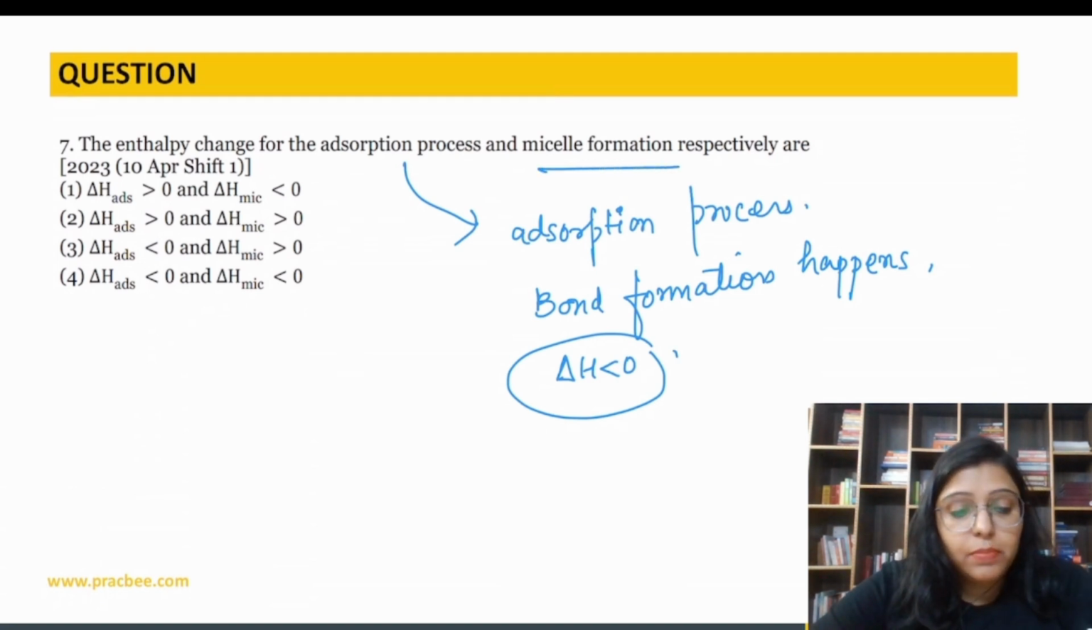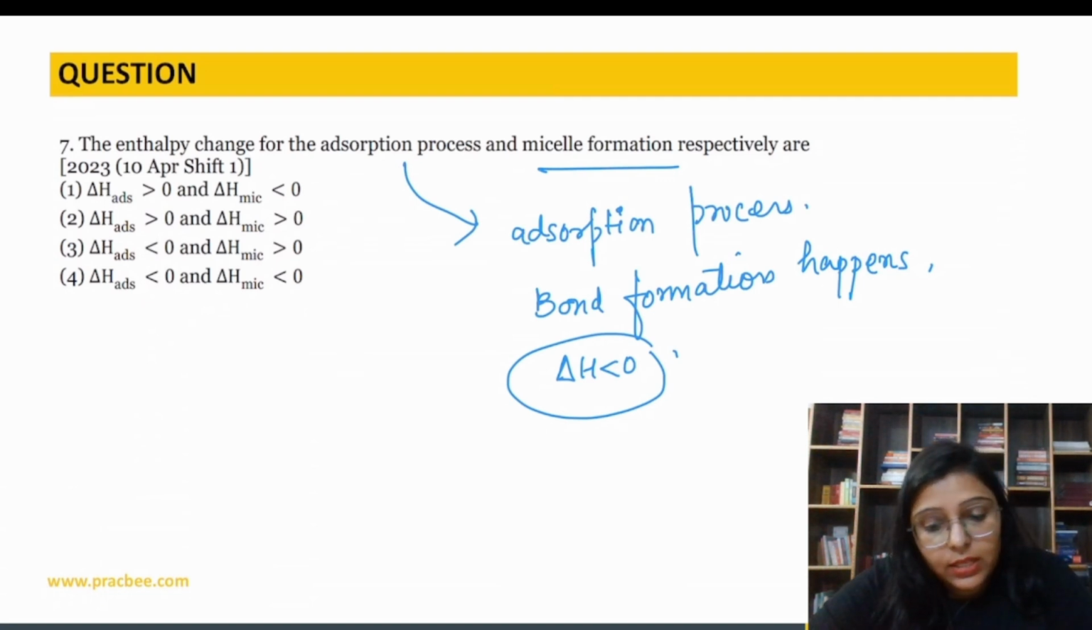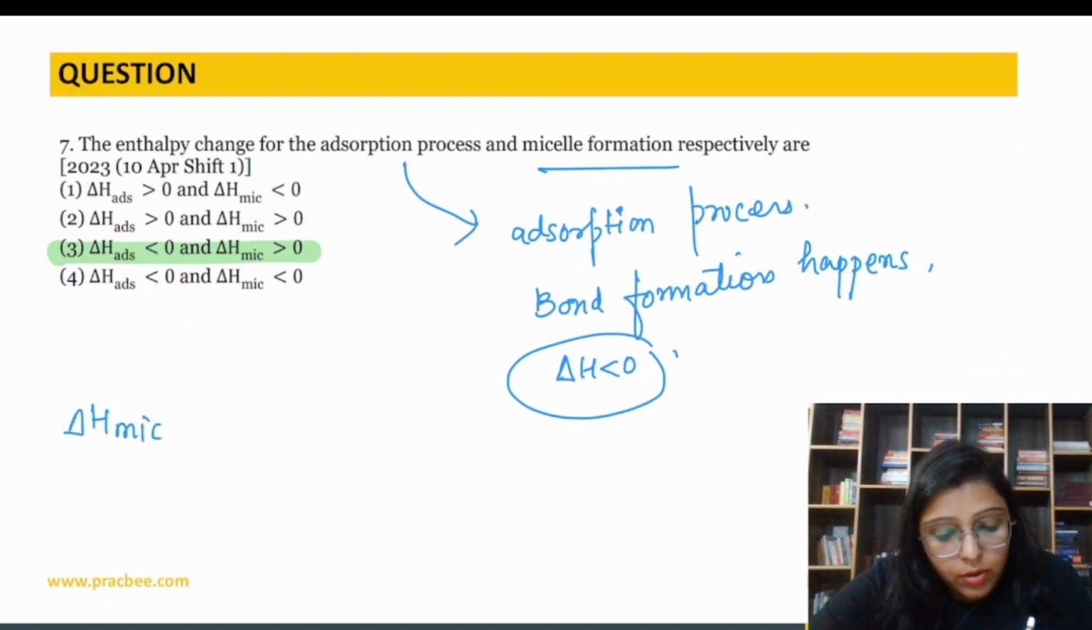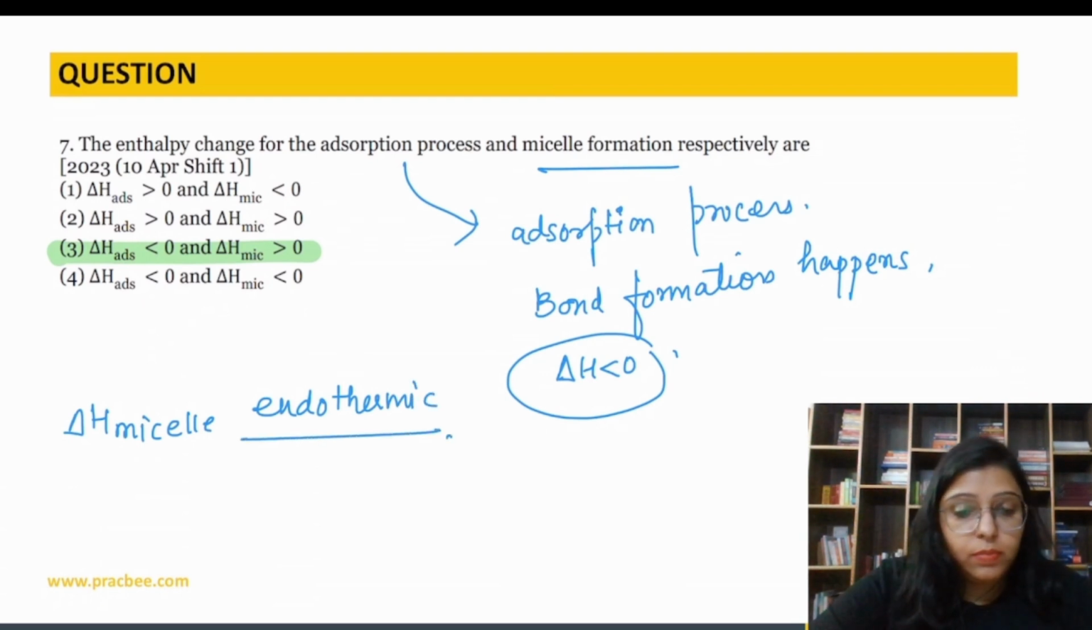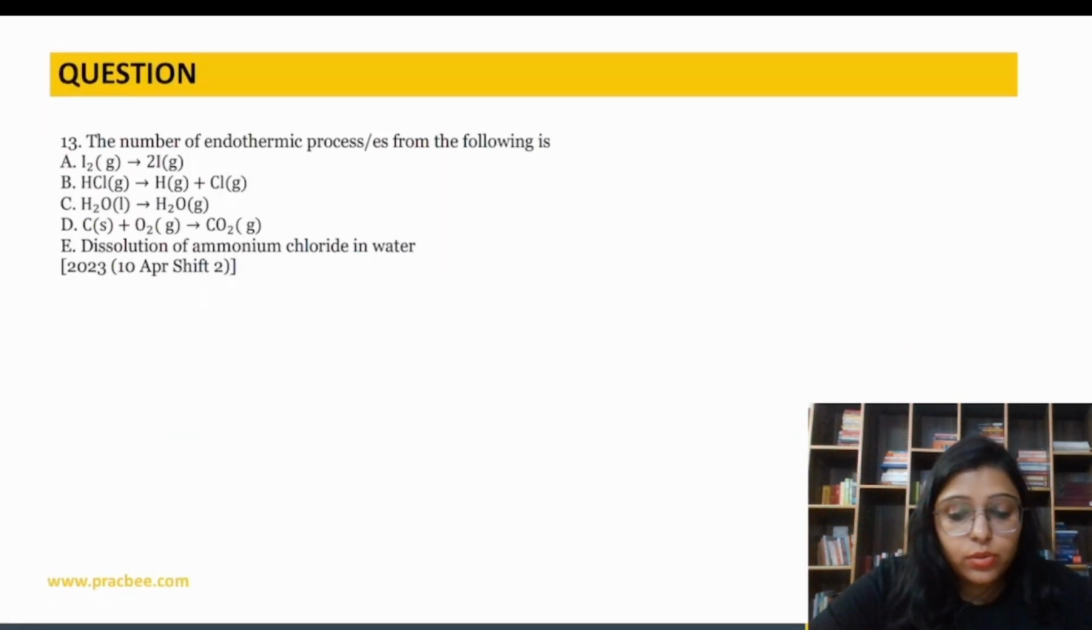Okay. Then we have micelle formation. What happens in micelle formation? The non-polar part is attracted to the non-polar part while the polar part is attracted to the polar part. So we have the aggregated form of the colloid, which is micelle formation, but for that energy is required and that's an endothermic process. So we can say option 3 is going to be the correct answer. Micelle formation is an endothermic process, energy is required for micelle formation. Now, let's do the next question.